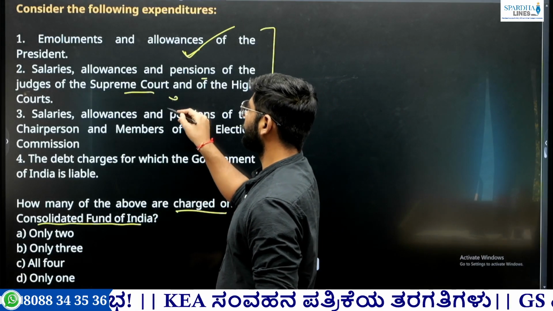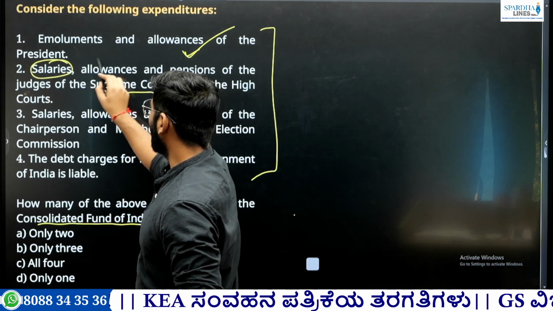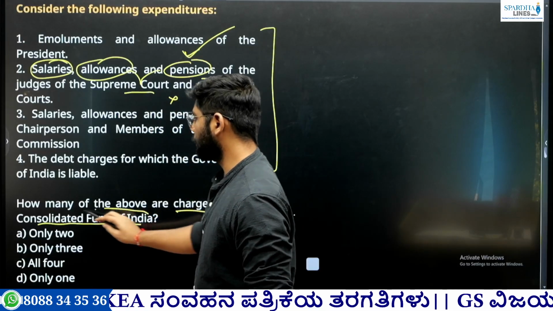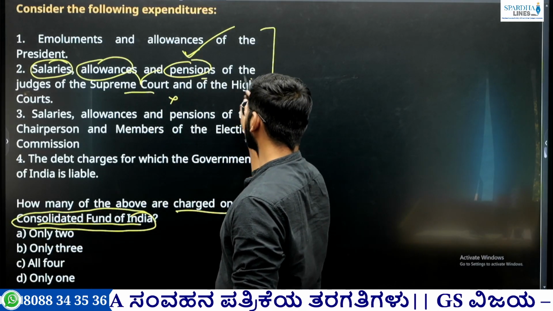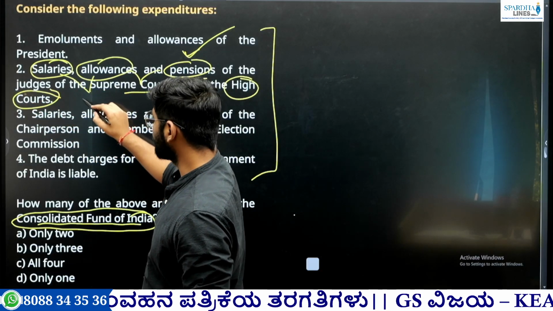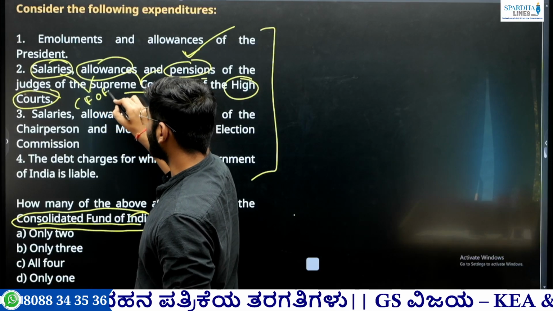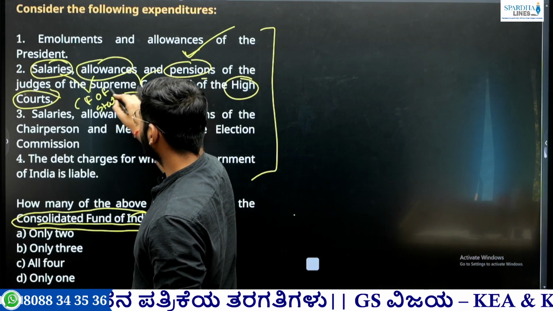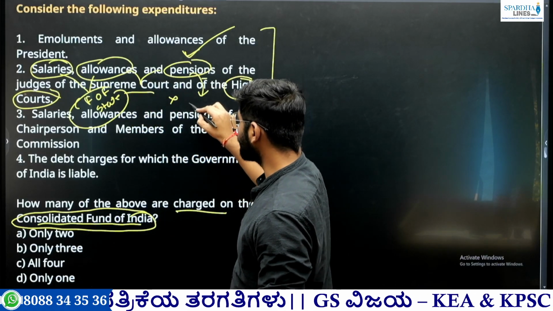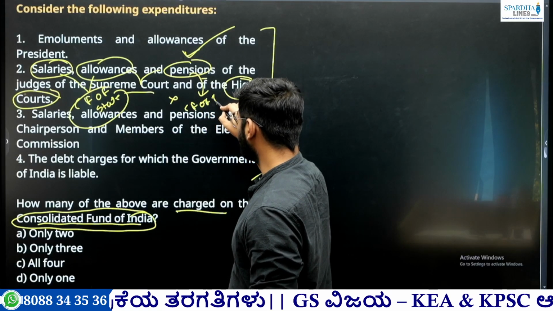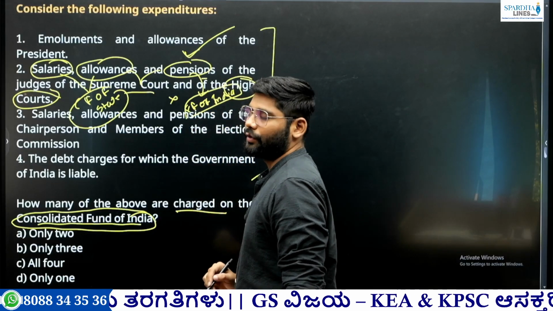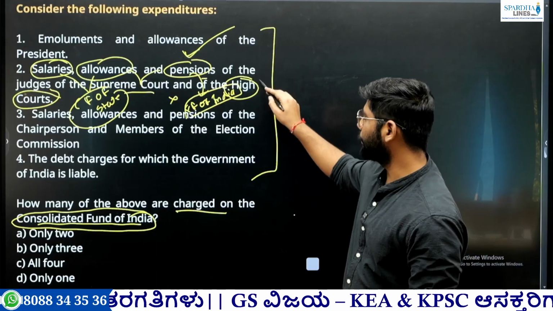These are not, because the salary allowance and the pension of Supreme Court judges are the charged expenditure on consolidated fund of India. But when it comes to judges of High Court, their salary and allowance will be charged on consolidated fund of the state. But their pension of the High Court will be charged on consolidated fund of India. But salary and allowance will be charged on consolidated fund of the state. So second statement is wrong.